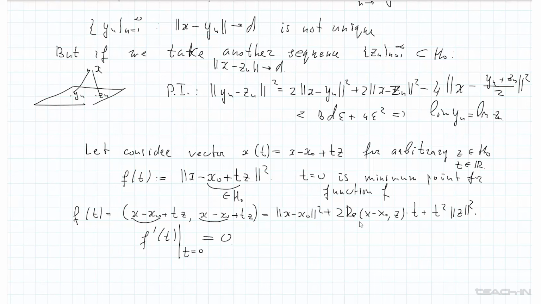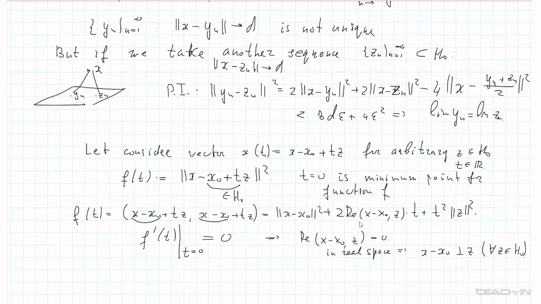And the derivative, it is just two real parts. Then we obtain the real part of this scalar product equals to 0. In real space, it is sufficient. So in real space, it means that this difference x minus x0 is orthogonal for any z from H0, yes?